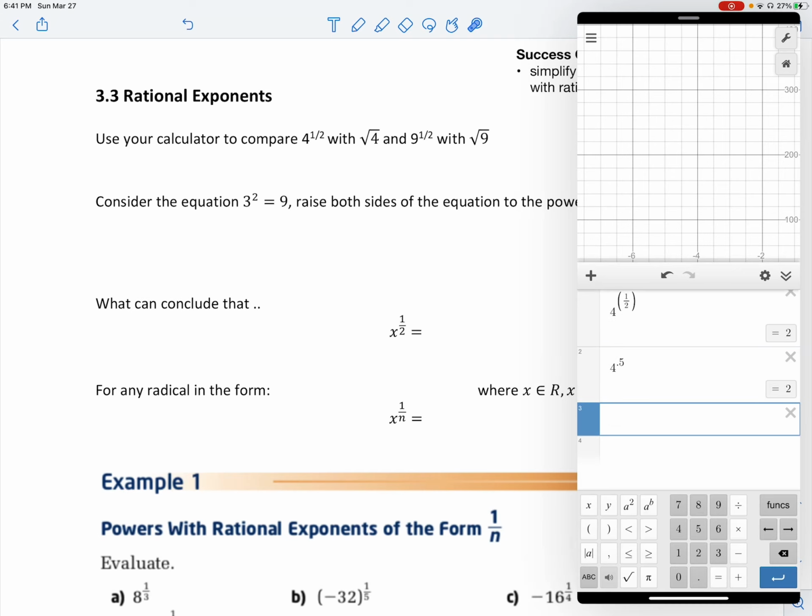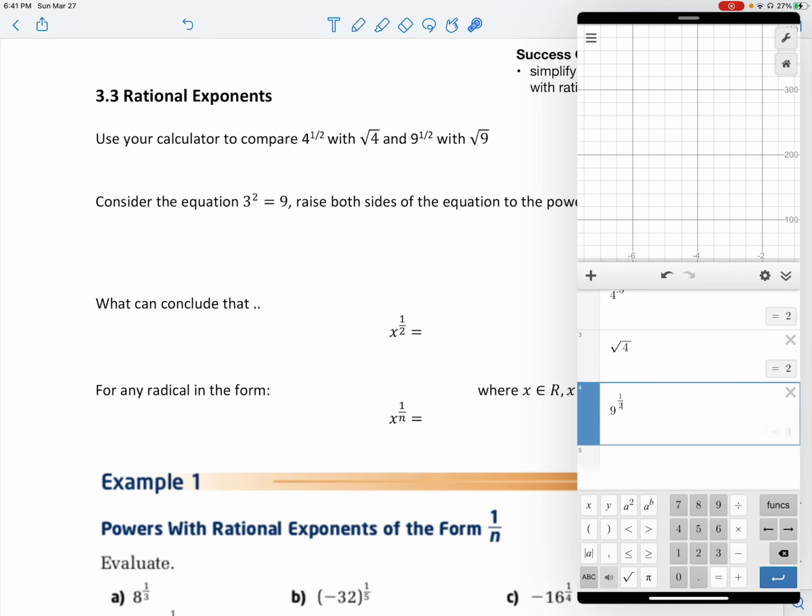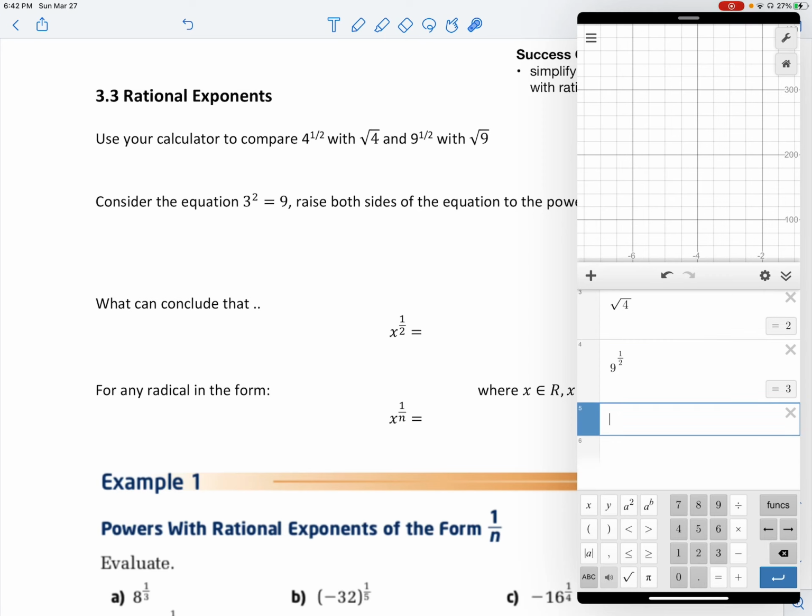So compare that with the square root of 4. Well, we know the square root of 4 is 2, so that means these are equivalent. 4 to the exponent 1/2 is equal to the square root of 4. This may be coincidence. Let's try with some other numbers. 9 to the exponent 1/2. Let's compare that with the square root of 9, which is 3. So they're the same. I see that 9 to the exponent 1/2 is the same as root 9. What this is implying is that when an exponent is a half, it's equivalent to doing a square root.